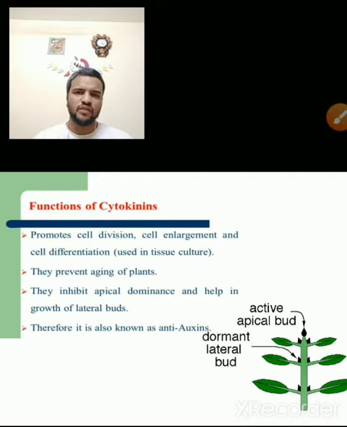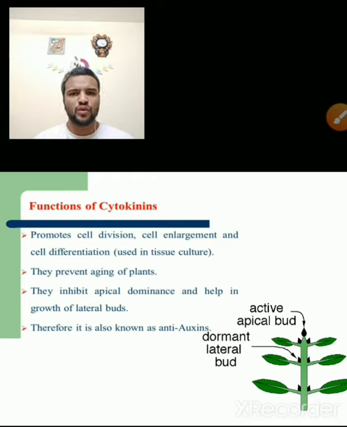So what will the cytokinin do? It inhibits apical dominance, which means it will stop the growth of the apical bud and help the lateral buds to grow. Because if the activity of the apical bud does not stop, then the lateral buds will not grow, because all the food synthesized will be utilized in the apical bud. That's why cytokinin will help grow the lateral buds and stop the growth of the apical bud.